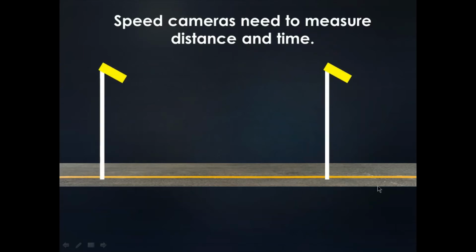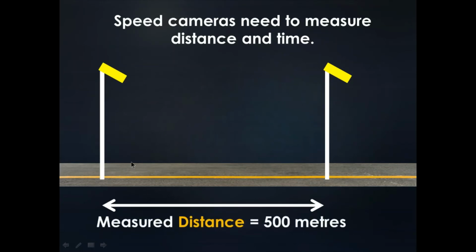So let's put our two speed cameras down. Here's our average speed cameras. And when they're being built, when they're being put up like this along the road, they are put at a set distance apart, because that doesn't change. The distance between these speed cameras is always going to be the same unless they get moved, which they're not going to get moved. So in this case, we're going to say that the measured distance that we have is 500 meters. So these speed cameras are 500 meters apart.